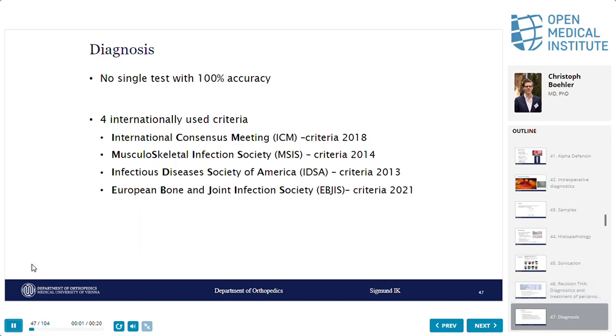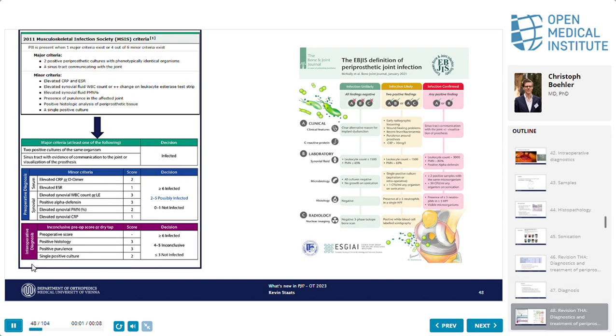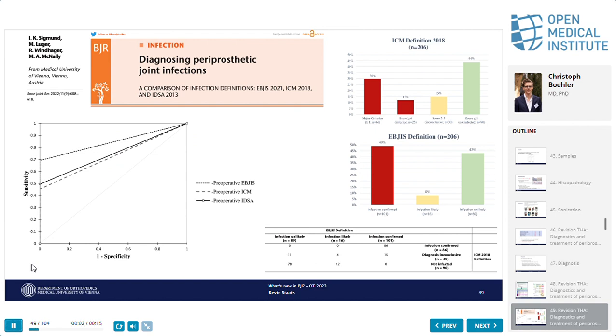So as I said, there's not a single test with 100% accuracy. There are the 4 internationally used criteria, like the ICM, the MSIS, the Infectious Diseases Society of America classification criteria, and these are the ones we are using mainly, the EPCHIS criteria published in 2021. They all have these little cards you can wear in your coat, so that you don't have to remember them by heart. We did a study in our department where we compared all of these classification criteria, and we've seen that the EPCHIS criteria were the best one for detection of an infection.